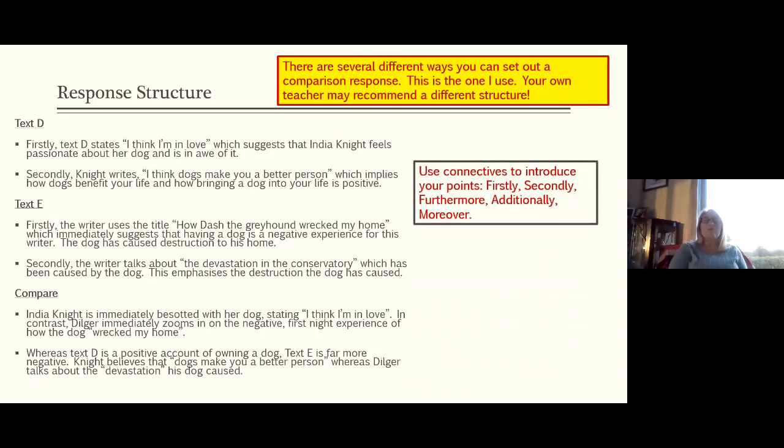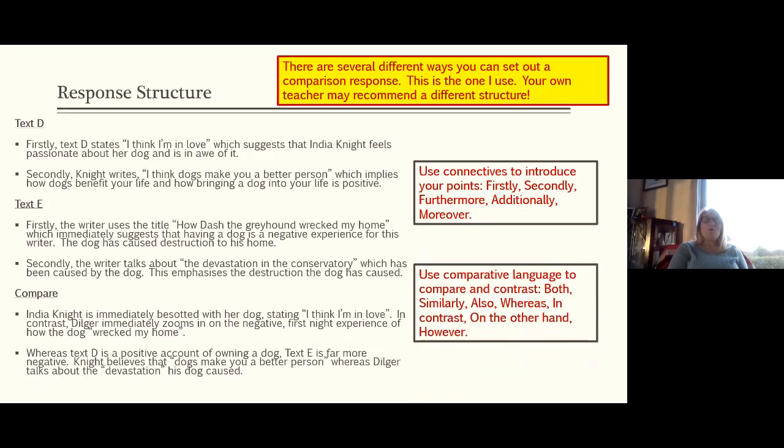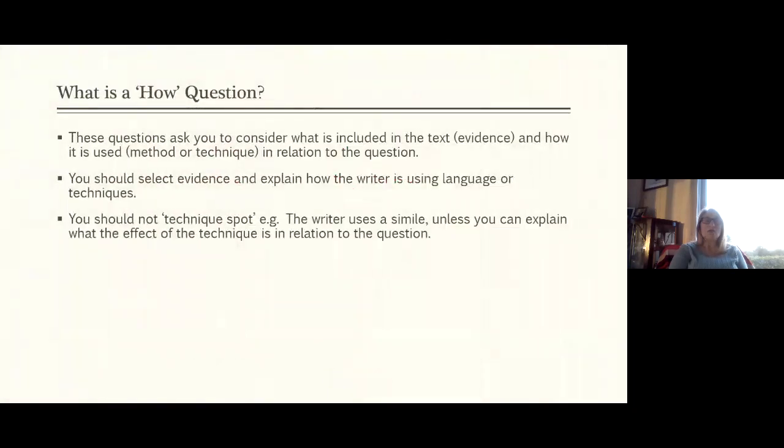So things to remember then: we're using connectives again in each of our points. We're using comparative language in our compare paragraph. So you could talk about "both" if they're similar. You could talk about "similarly", or "whereas", "in contrast", "on the other hand" if they're different. And remember you need 10 points in total as it's a 10-mark question. So that's your compare question.